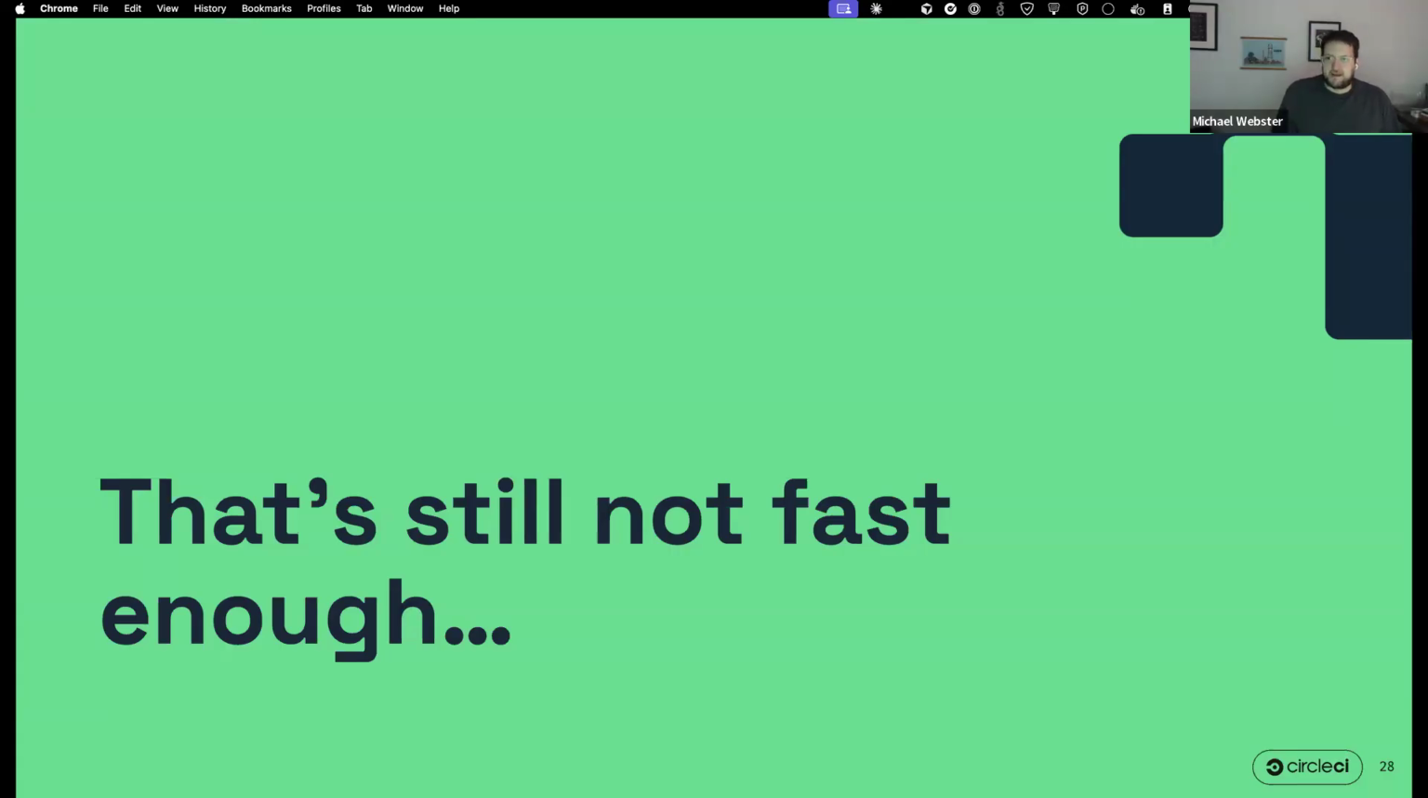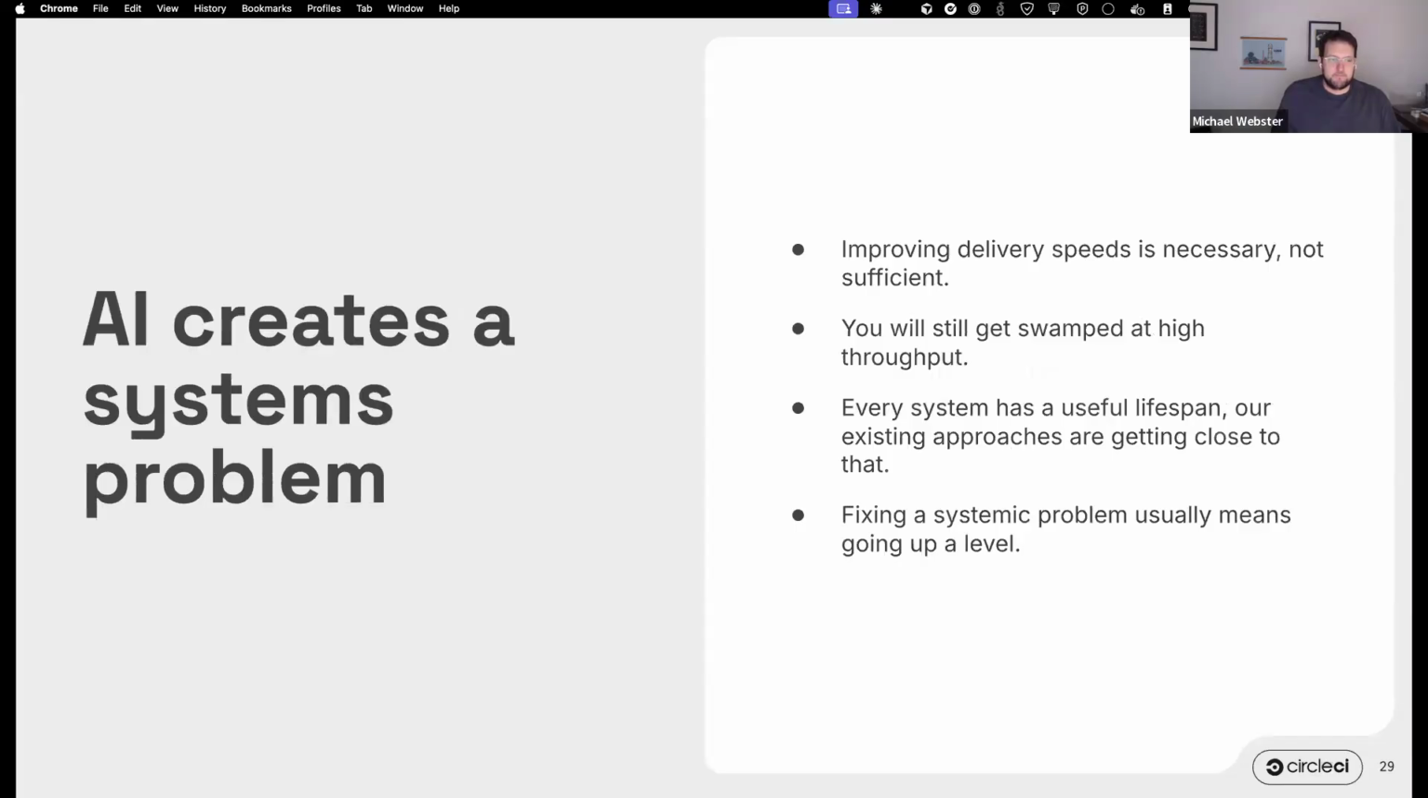Unfortunately, though, that's still really not fast enough, right? You go back to those simulations we see with AI getting faster, making code writing faster, you still become unstable in delivery. You still end the day with a giant backlog of stuff that's waiting to be processed, that you have to come in the next day, and then you just fall further and further behind.